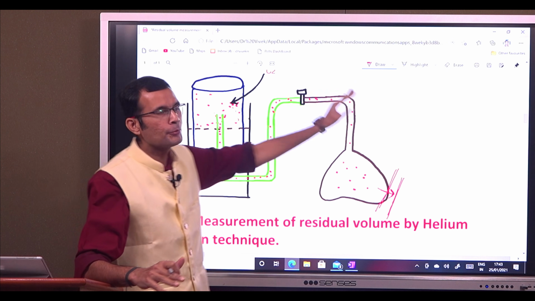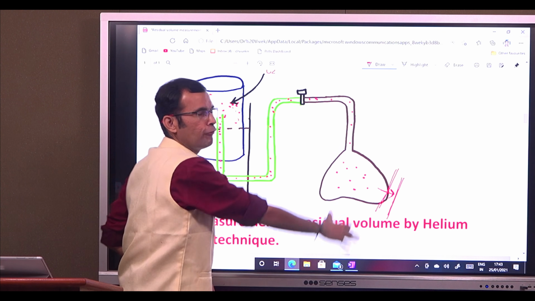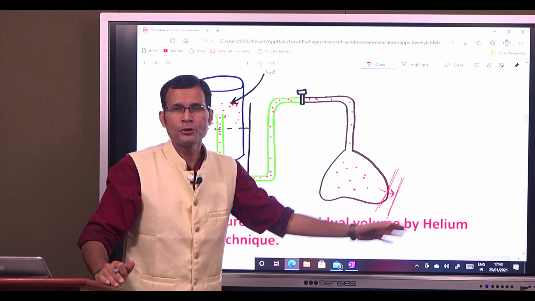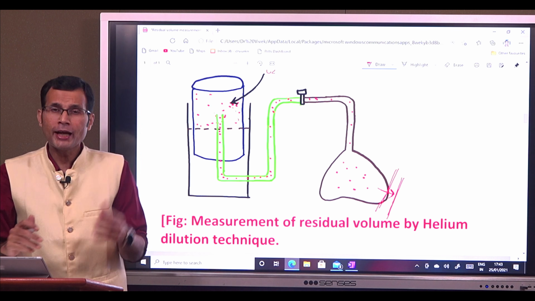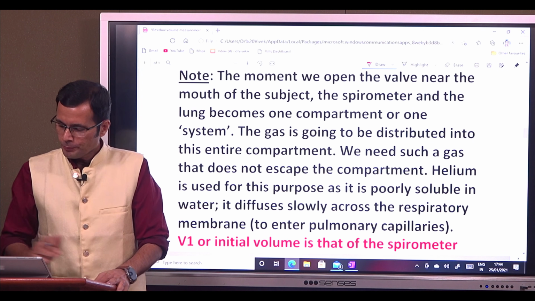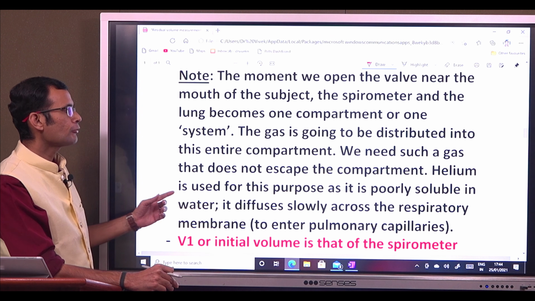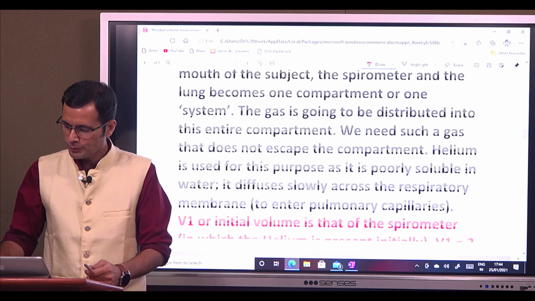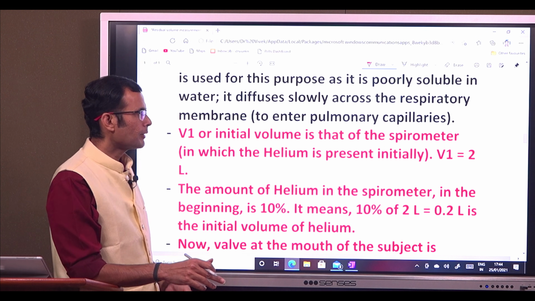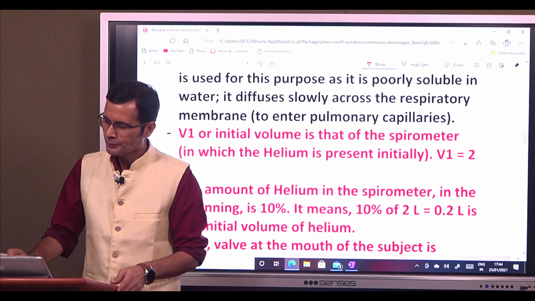It will just get distributed from the spirometer into this entire volume of spirometer plus the lung, but it will not decrease by going into the blood. That's the property for which we actually chose helium. Right. So we need such a gas that does not escape the compartment which I mentioned just now. Helium is used for this purpose as it is poorly soluble. It diffuses slowly across the respiratory membrane and therefore it will not enter the pulmonary capillaries. Its mass will not decrease. As I mentioned, mass should remain constant.